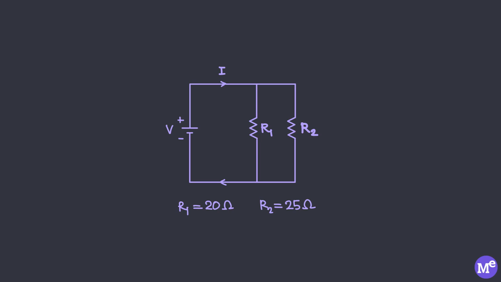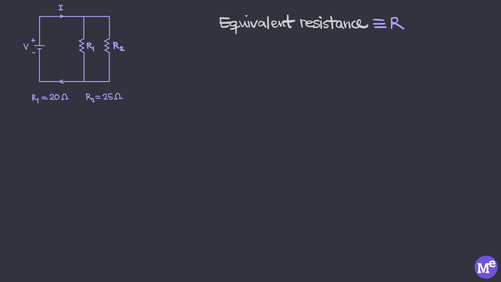In this circuit, we have two resistors connected in parallel. R1 is 20 ohms and R2 is 25 ohms, according to the manufacturer's specifications. The equivalent resistance R of this arrangement is related to R1 and R2 as such. Now, since there is possibly manufacturing variation, the actual resistance might deviate from the design value.